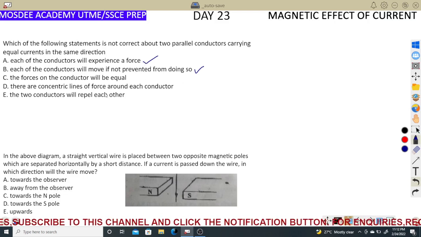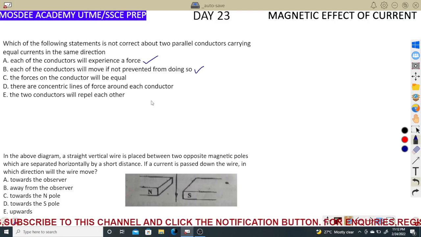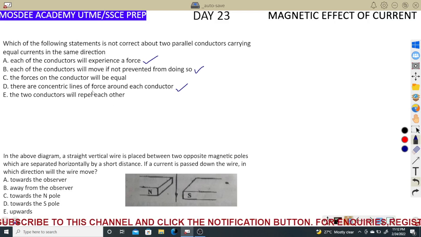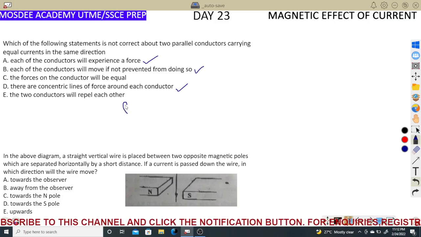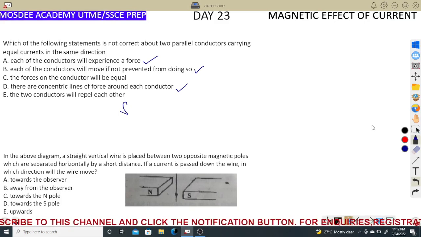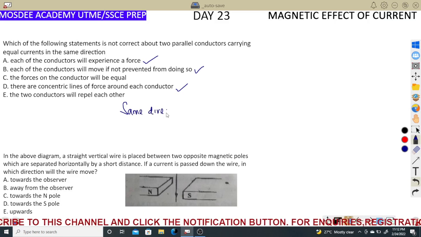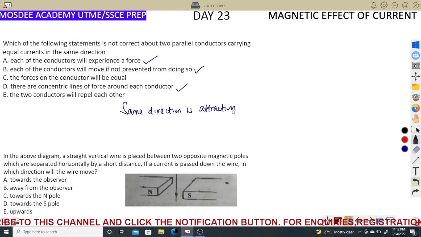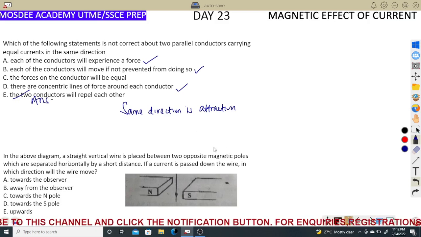They are parallel wires. There are concentric lines of force around them. Definitely a wire carrying current will form a concentric field. We've talked about that under magnetism. The two conductors will repel each other is not possible. Same direction is attraction. I've talked about it, no need to waste time. So always keep that in mind. The answer to this is choice E, because we've talked about that. So the next question.